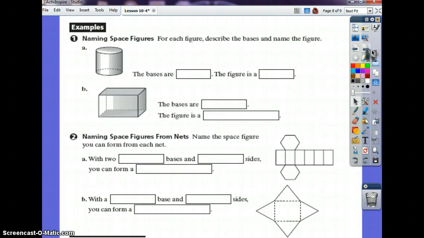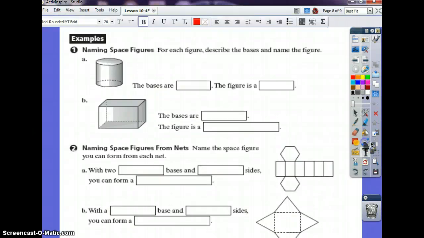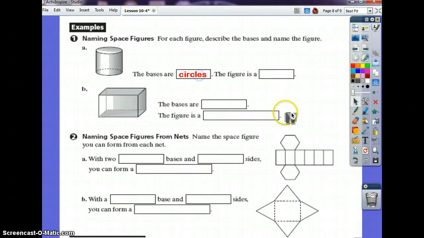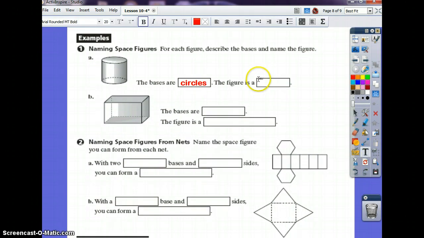Now that we have a general overview of space figures, let's see how we would name space figures. And we're back to the examples that are in your workbook notes. For each figure, describe the bases and name the figure. So as I look at this figure in example A, I see that it has two bases, two congruent circular bases. So the bases are circles. The figure with two congruent circular bases, we would call a cylinder.